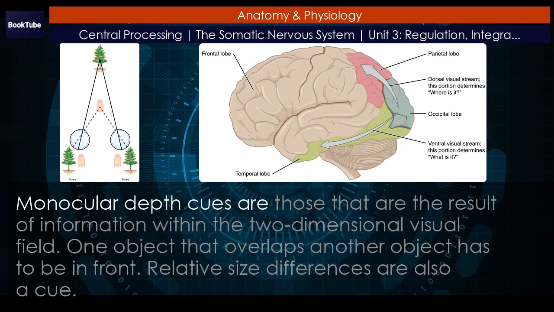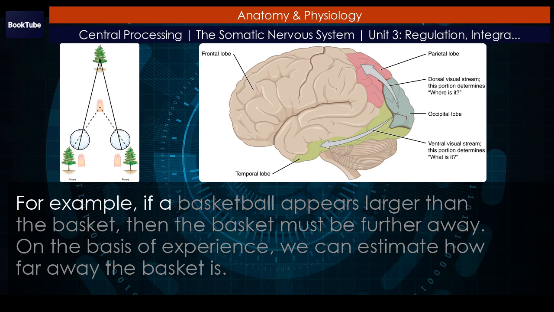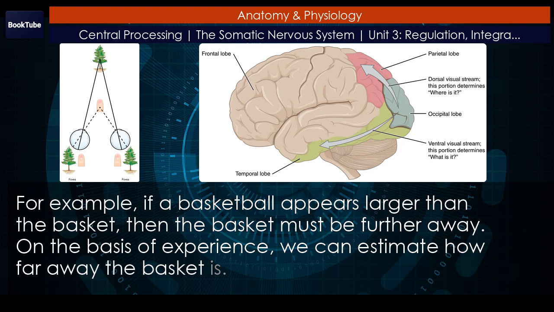Monocular depth cues are those that are the result of information within the two-dimensional visual field. One object that overlaps another object has to be in front. Relative size differences are also a cue. For example, if a basketball appears larger than the basket, then the basket must be further away. On the basis of experience, we can estimate how far away the basket is.